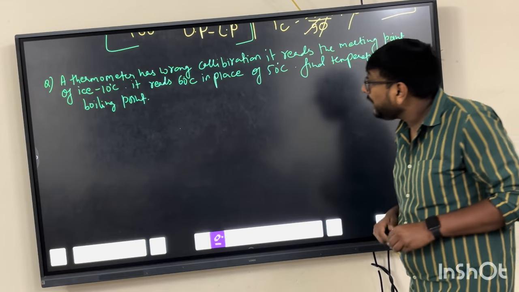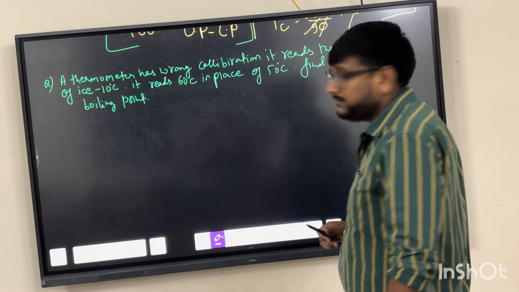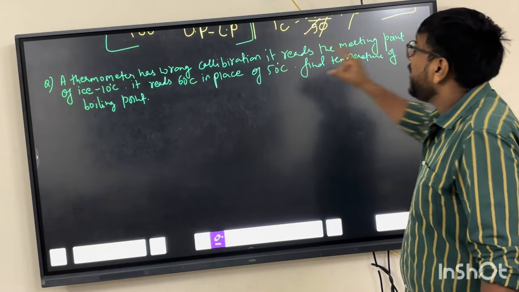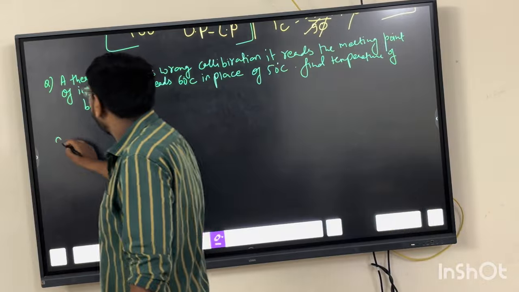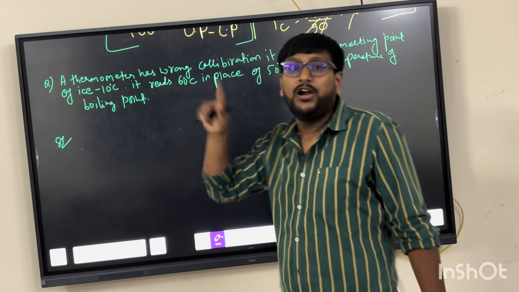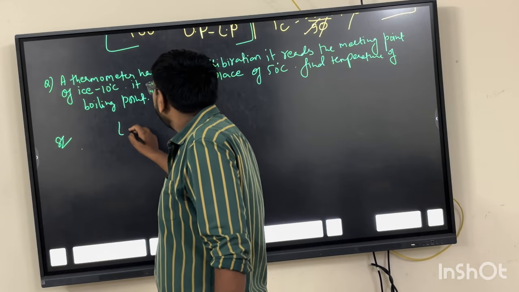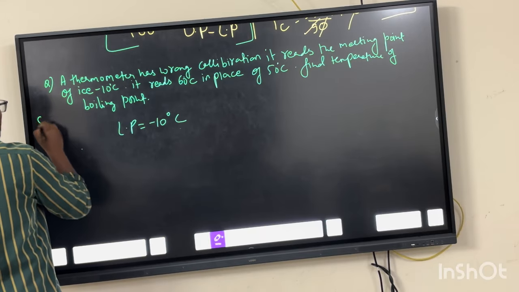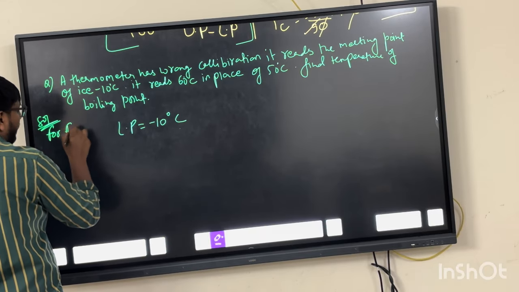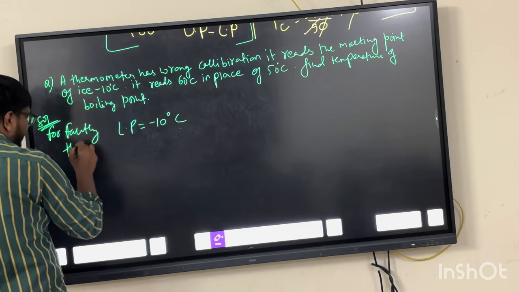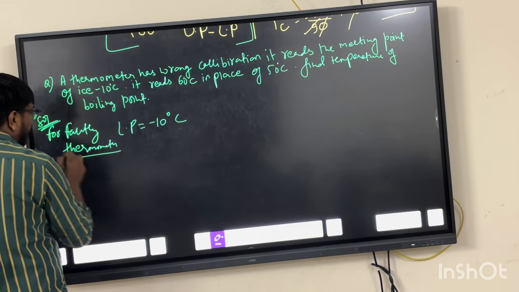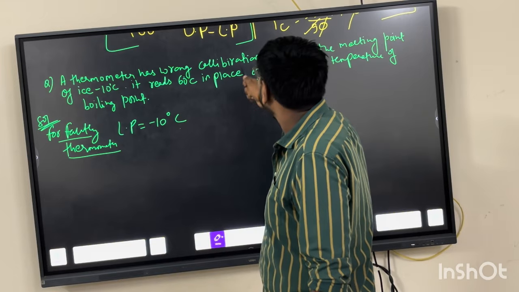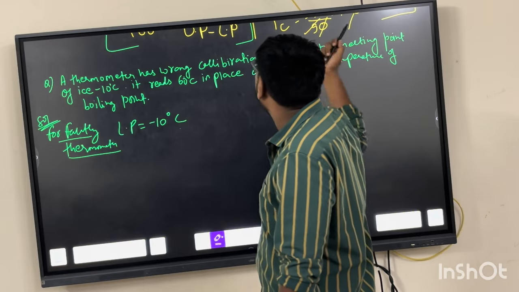The question is: a thermometer has wrong calibration. So one thermometer has a wrong calibration, and it reads the melting point of ice as minus 10. Now imagine that is the faulty thermometer. For that faulty thermometer, the lower point is minus 10 degrees Celsius. It reads 60 degrees Celsius in place of 50 degrees Celsius.